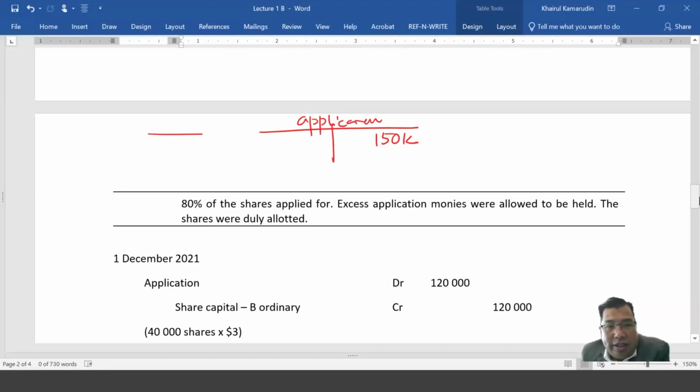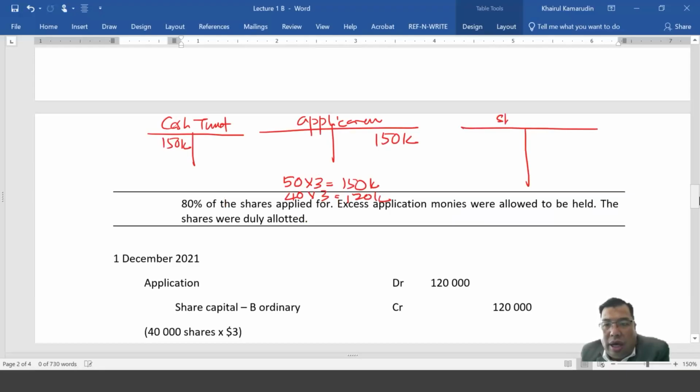We have cash trust, also a temporary account, 150,000. From the 150, this 150 comes from 50 multiplied by 3. That's why 150. But when it comes to the real process, we are not going to issue 150. We're going to only issue 40,000 multiplied by 3. That is 120.